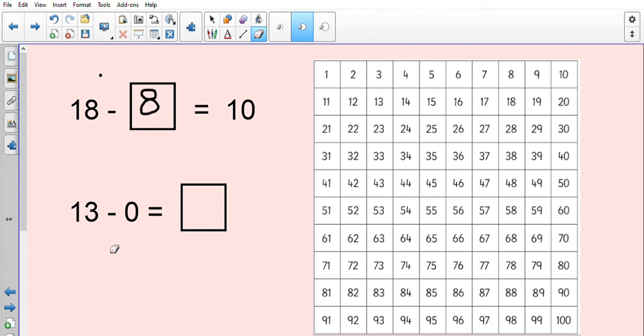13 take away 0. I start on number 13. I take away 0. How many is 0? Nothing. 13 take away nothing. So I'm not taking anything away from 13. And what number will I stay on? Number 13. Brilliant. Sometimes we like to try and trick you with zeros. So 13 take away nothing still stays at 13. Fabulous.